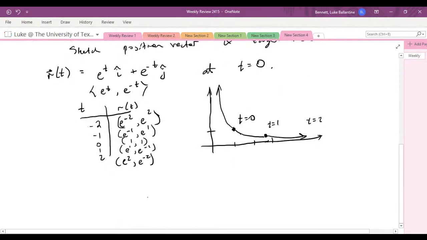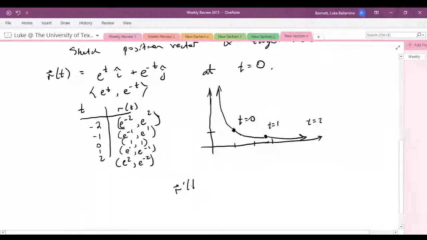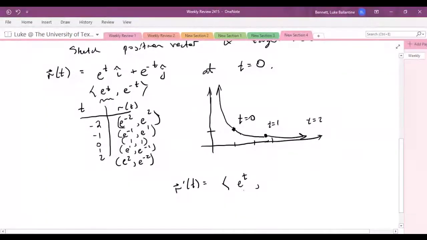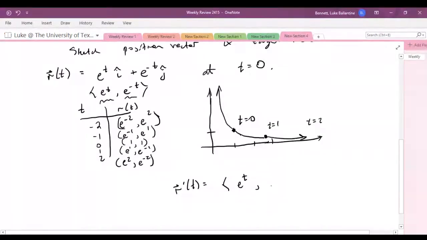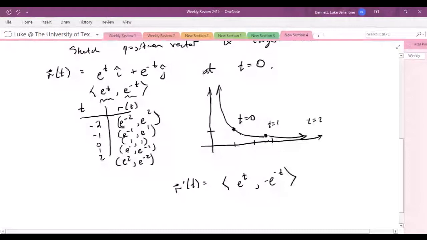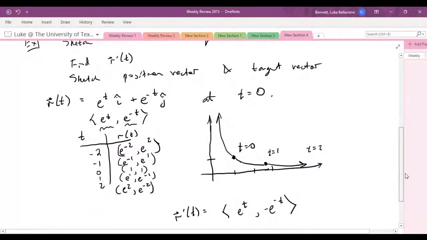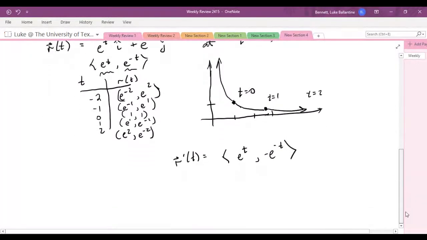Now we have to find r prime of t. If r of t is e to the t, e to the negative t, then r prime of t, well, the derivative of the first component, e to the t, is just e to the t. The derivative of the second component is what? Negative e to the negative t from the chain rule. So negative e to the negative t. Okay, so that's r prime of t. Then you sketch the position vector and tangent vector at time t equals 0.